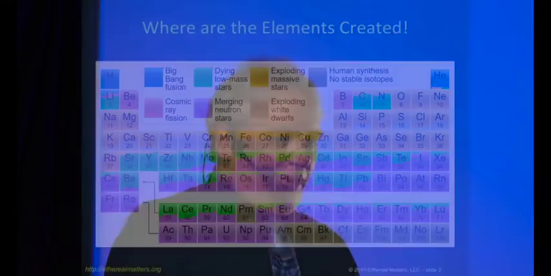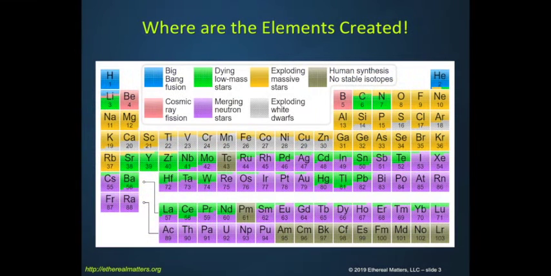Now, you might wonder where the elements are created, and fortunately, we happen to know. If we look here, we have different colors, and at the top, you'll see everything that's blue is made in the Big Bang, back at the very beginning of the universe. We have the green ones. They were made in dying low-mass stars. The yellow ones are exploding massive stars. The cosmic ray fission is kind of the pinkish. Merging neutron stars, and we all love neutron stars, are all purple.